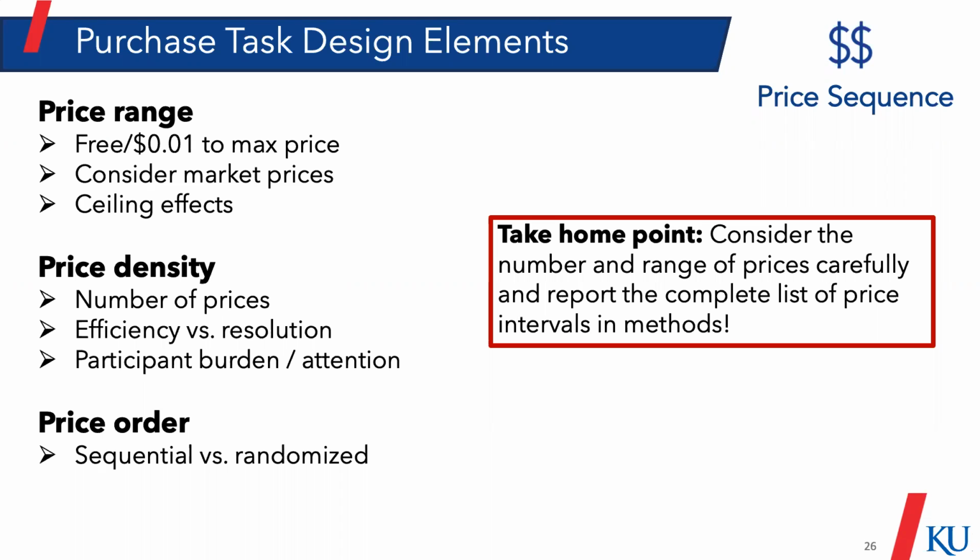But one of the things that became apparent during these meta-analyses and systematic reviews is people don't always report the exact prices. They might report the minimum and the low price, or they might say a standard price configuration based on this study. My take-home point and my recommendation, again, is always report the exact price sequence that you administer so that we can evaluate the density, the range, etc. So again, that's an attempt to give you some recommendations or guidelines for how to design your purchase task.